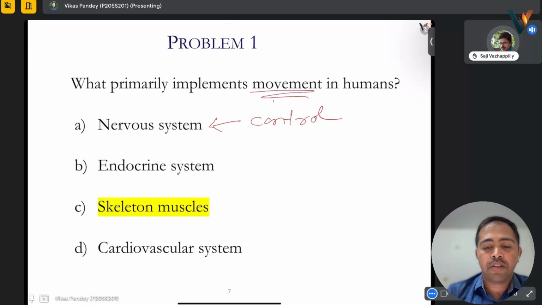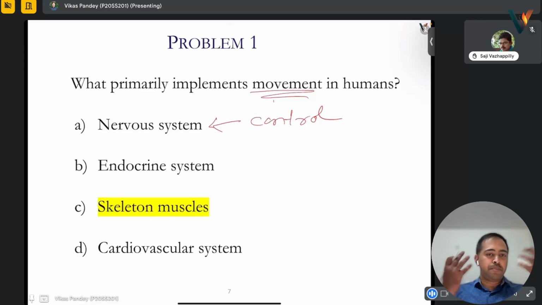It is muscles only, when the depolarization happens in the muscles. The muscles will actually implement the movement. The brain will not move this part. The final implementation is through muscles only. It is controlled by our nervous system. Right.